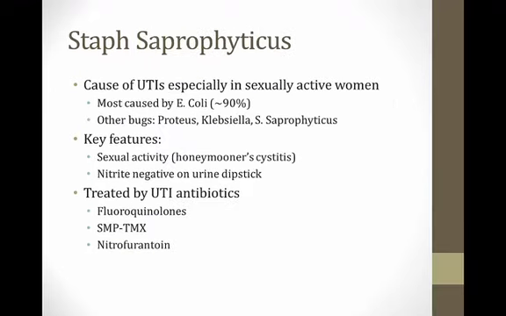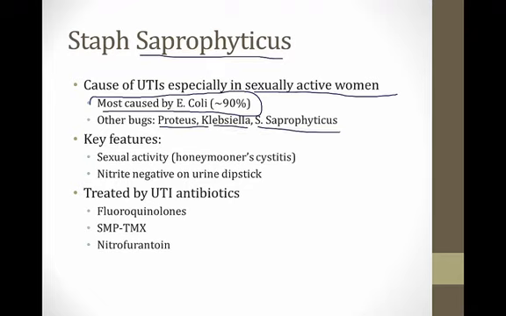And the last staph that we'll discuss is Staph saprophyticus. This is a cause of UTIs, especially in sexually active women. So recall that about 90% of UTIs are caused by E. coli, but there are some other bugs that can cause urinary tract infections, and those include Proteus and Klebsiella and Staph saprophyticus and sometimes Enterococcus.